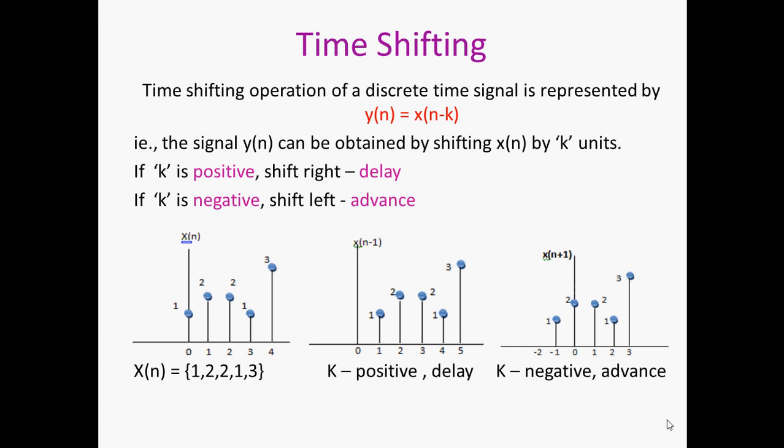So in x of n plus 1, we have to give it to the general format as x of n minus of minus 1. So x of n plus 1 can be written as x of n minus of minus 1. So the k value is minus 1, which is negative here. So after obtaining your k value, the starting time period of your x of n should be added. The starting time period of your x of n is 0. So 0 minus 1 is minus 1. So it is shifted from minus 1. It is advanced. So from minus 1, 5 values. So minus 1 to 3.